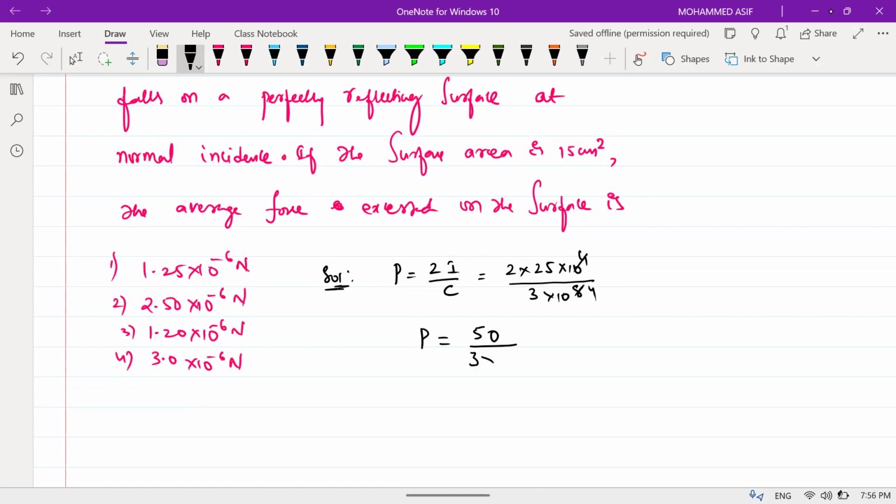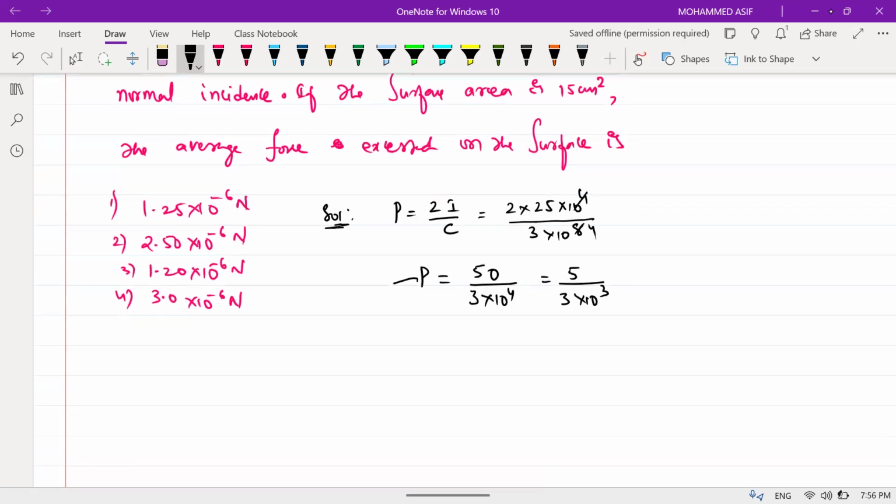50 divided by 3 into 10 to the power of 4. So that will be equal to how much for me? 5 divided by 3 into 10 to the power of 3. Pressure will be equal to how much, beta? P is nothing but what for me? Pressure. Pressure is equal to what, beta? Force divided by area. That is equal to 5 divided by 3 into 10 to the power of 3.